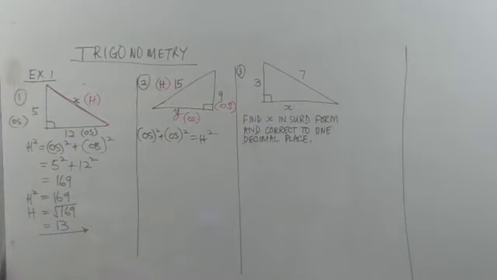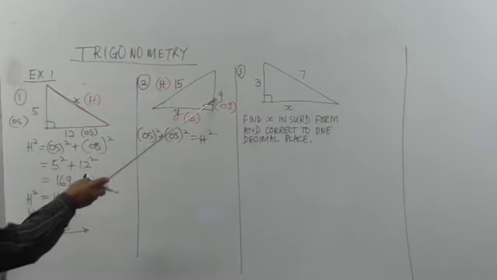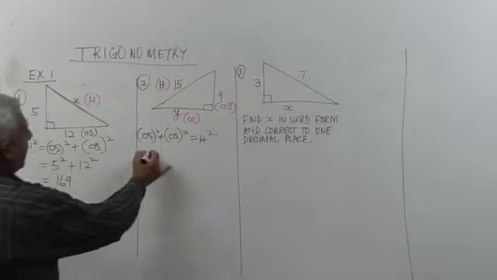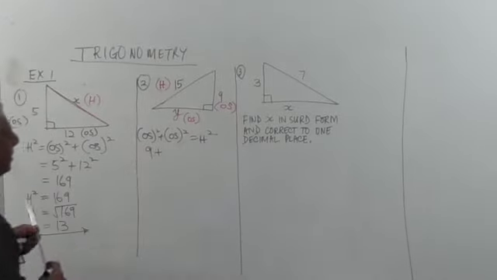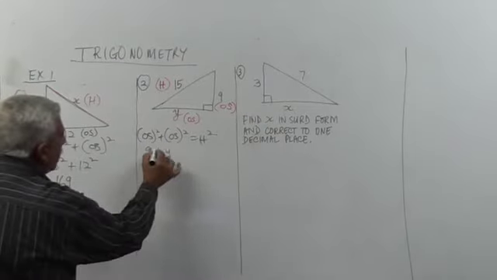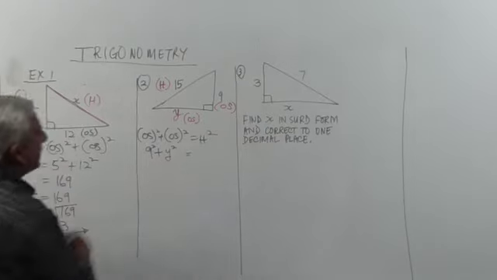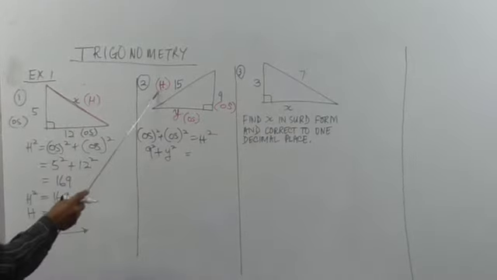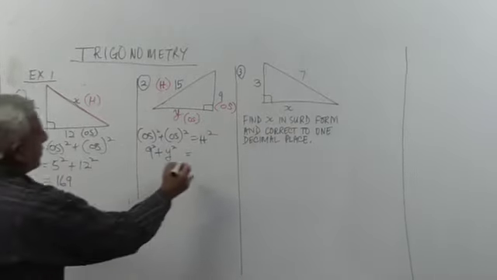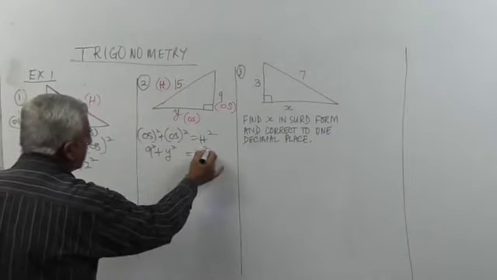Now, the other side squared is 9. So there's your 9. The other side is y. So this is 9 squared plus y squared is equal to, hypotenuse is 15. Hypotenuse squared will be 15 squared.